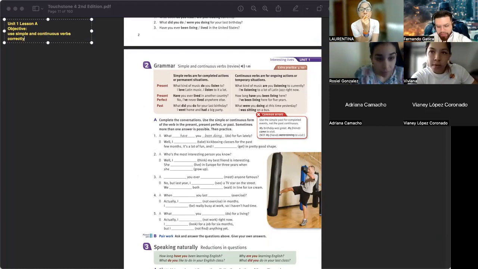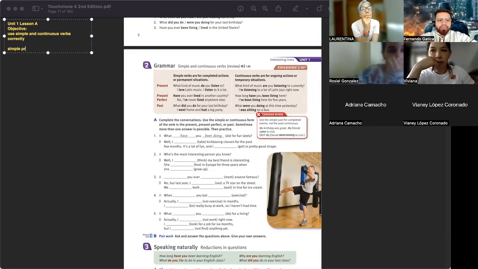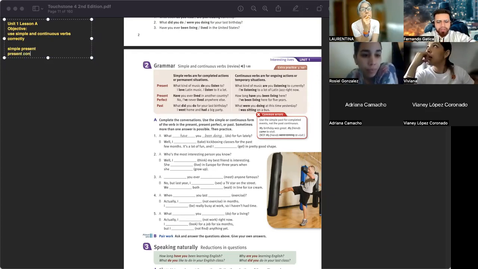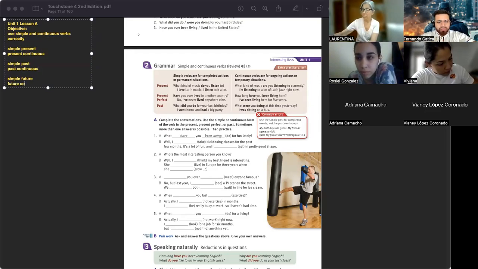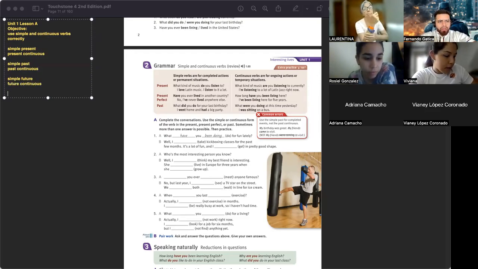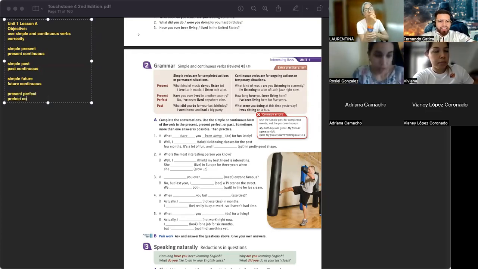Now, remember, in English, there are 12 times, okay? There are 12 times in English. You have the simple present, the present continuous. You have the simple past and the past continuous. We have the simple future and the future continuous. We have the present perfect and the present perfect continuous. You can write this in your notes.